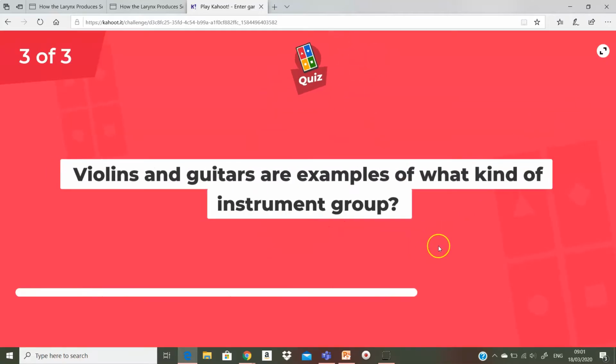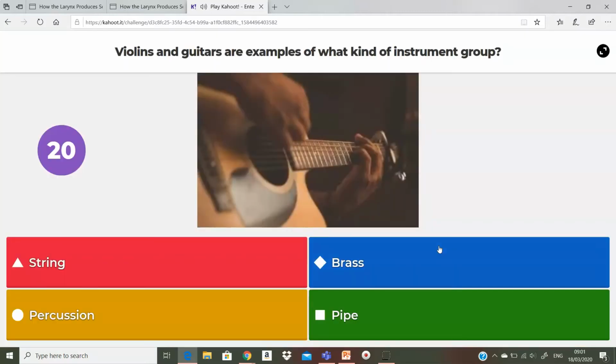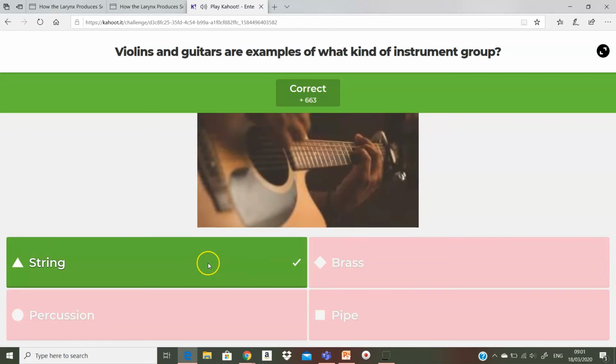Violins or guitars are examples of what kind of instrument group? So as you see, we have strings, so I'm just going to click strings.